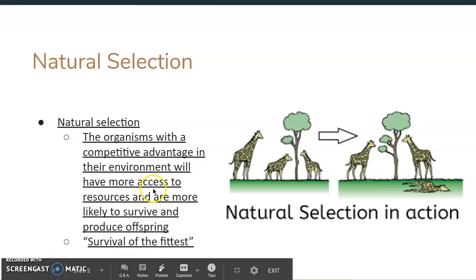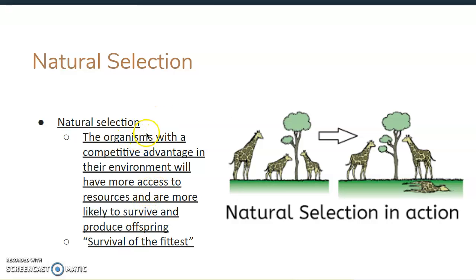So let's break this down because it's a long definition. So we know what organisms are. They're any kind of living thing. So we have big organisms like giraffes. We ourselves as humans are organisms.